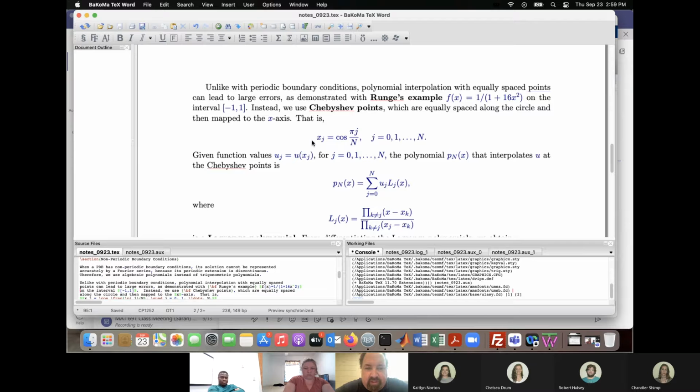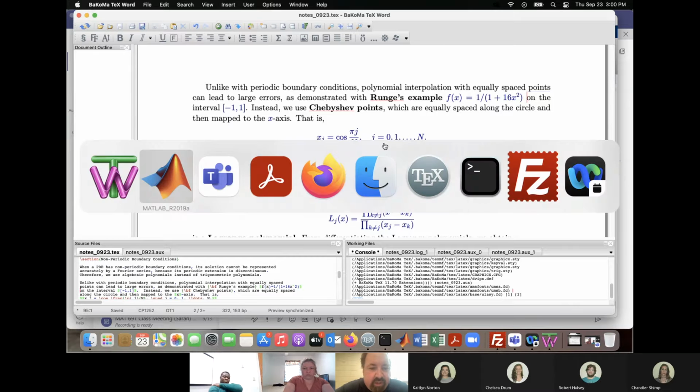So I'm going to use these points now as interpolation points for Runge's example, and we'll see how well that does. I want to use the same number of points, 11. So I'll use capital N equal to 10. So I'll go back to Matlab.